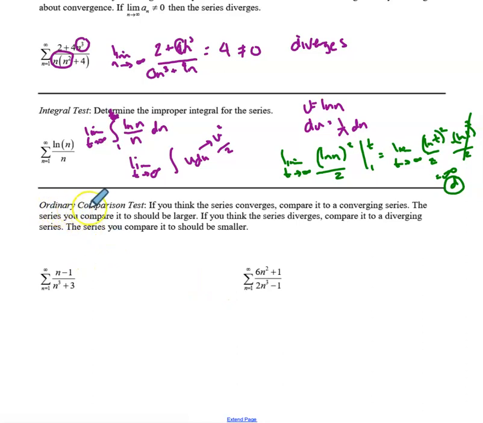Next, we talked about the ordinary comparison test, also called the direct comparison test. So in this one, if you think a series diverges, you want to compare it to a divergent series.